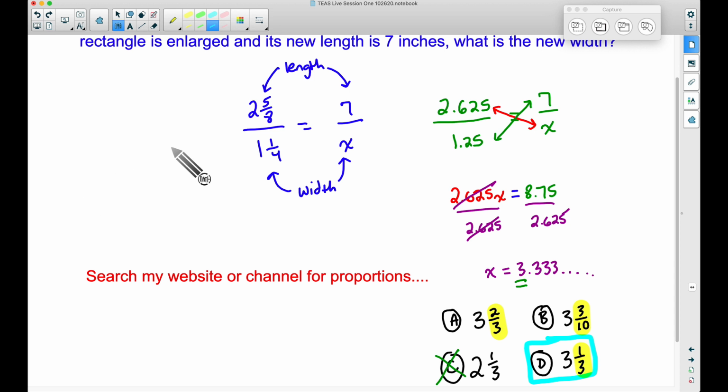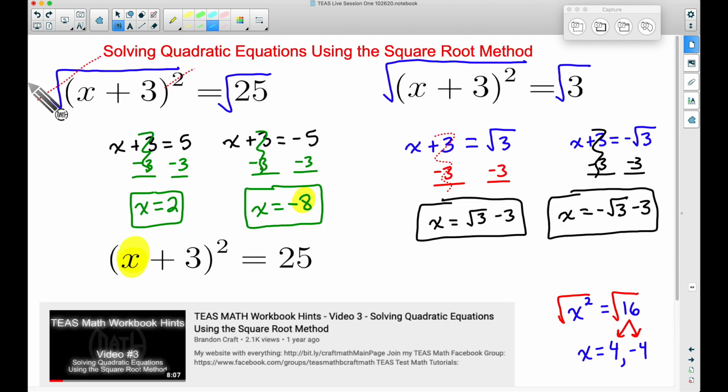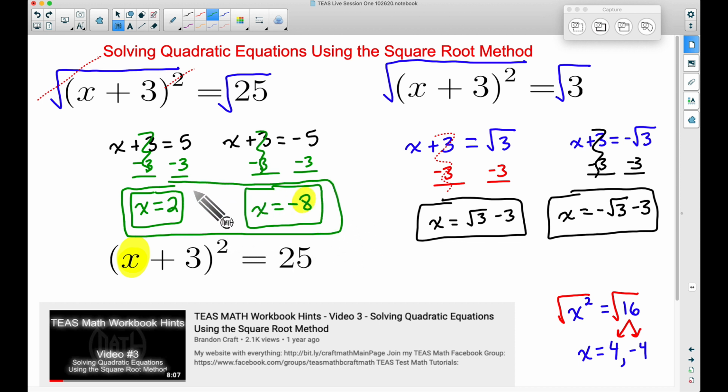Feel free to type some questions. I'm going to backtrack to this question. A student was asking, okay, Kathy Mary, does x equal -8, the other answer for the 25? So yes, back here, these are the two answers. X is 2 and x is -8. We get two answers for that problem.